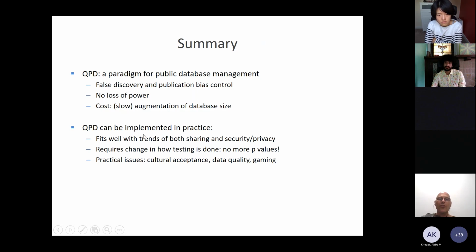In theory, or in principle, it can be implemented in practice, and I think it fits well with the ideas of data sharing and also security or privacy, because the data is actually being held in a central location. But there's both cultural issues and practical issues, like the ability to collect more data that's of the same quality or from the same distribution as the data we already have, which might be easy for some cases and might be impossible for others.